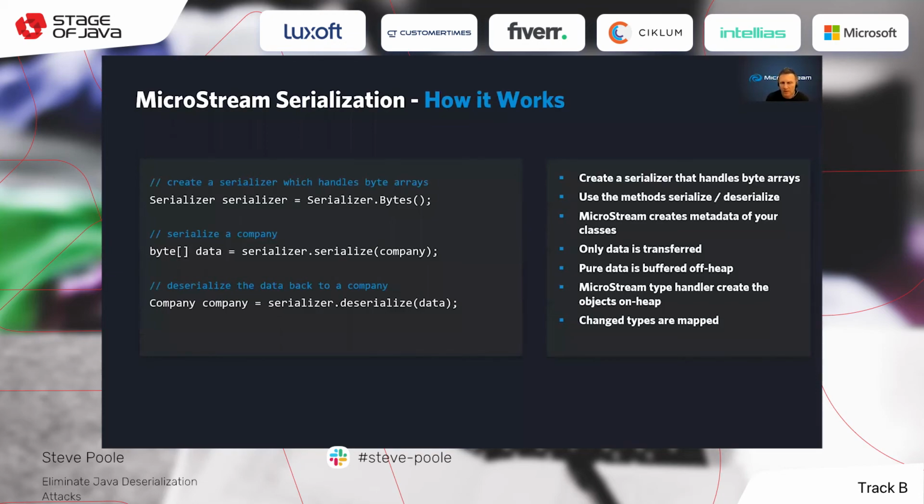MicroStream initially creates the metadata of your classes, and only the data is transferred, as I mentioned already. Only the pure data is buffered off heap, and the objects are created by a MicroStream-specific type handler through deserialization. If your classes change, this is really trouble-free with MicroStream because MicroStream provides a legacy type mapping.